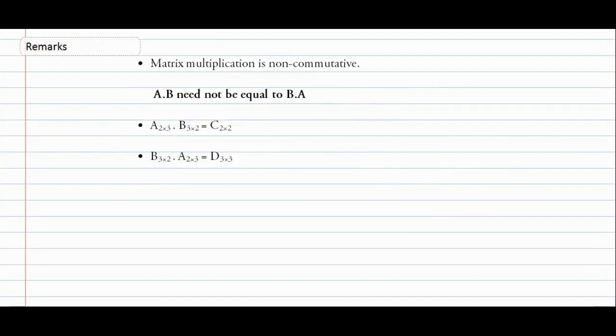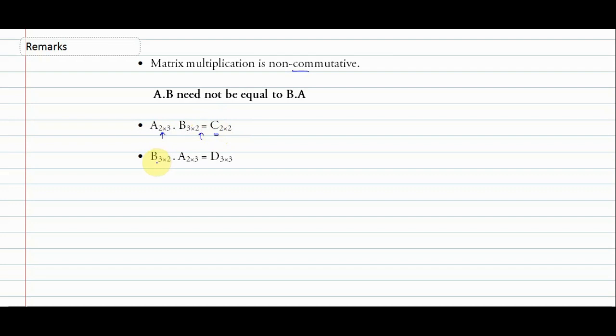Now let's see one remark corresponding to matrix multiplication. Matrix multiplication is non-commutative. That means A into B need not be equal to B into A. Let's check this by looking into an example. Suppose our matrix A is a 2 by 3 matrix and matrix B is a 3 by 2 matrix. When you multiply A with B, the resulting matrix will have an order of 2 by 2. We will consider that matrix as matrix C, and the order of matrix C will be 2 by 2.